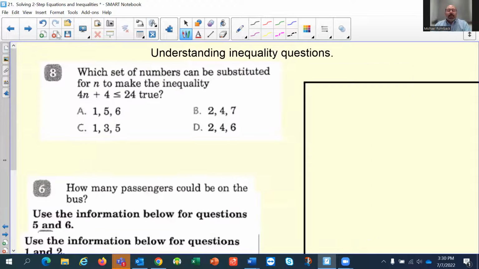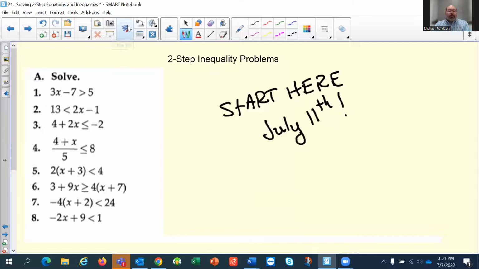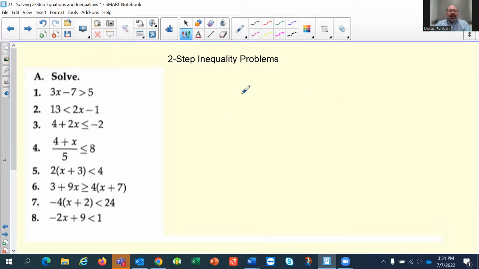So just taking a look at a problem, hey, we're starting here on July 11th, good deal. Taking a look at this problem, let's make sure we get one where we do have to reduce it. Now let's just start with the first one and see what happens.